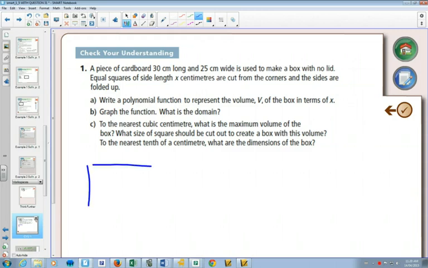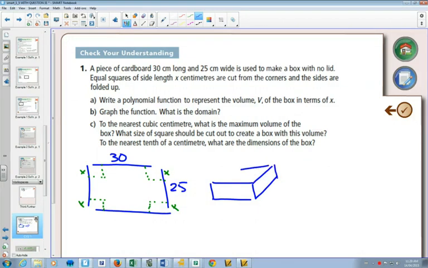So if we draw that out and we imagine cutting out squares, just like our piece of paper example, we're going to fold them up, and that'll make a box. This will be our X, and just like before, this will be a question that we're going to solve with graphing calculator.